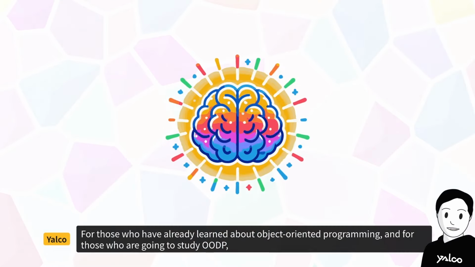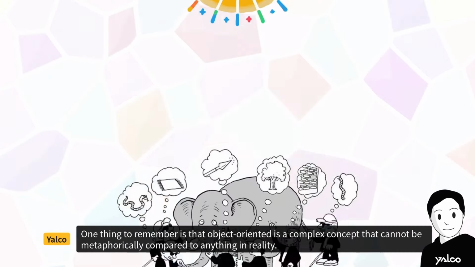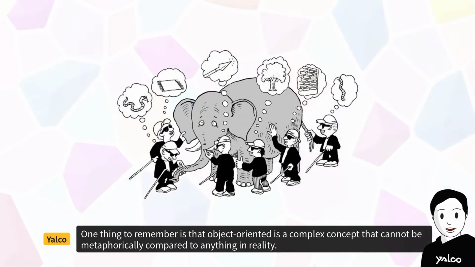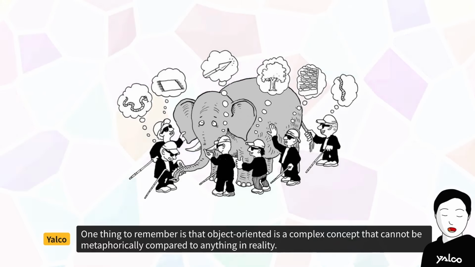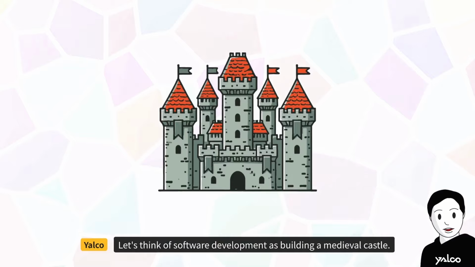For those who have already learned about object-oriented programming, and for those who are going to study OODP, through the explanation in this video, it will be a time to look again, or perhaps from a new perspective, at the important components of object-oriented programming. One thing to remember is that object-oriented programming is a complex concept that cannot be metaphorically compared to anything in reality. Therefore, I would like to mention that what you will see in this video is just one of the many aspects of object-oriented programming. Let's think of software development as building a medieval castle.